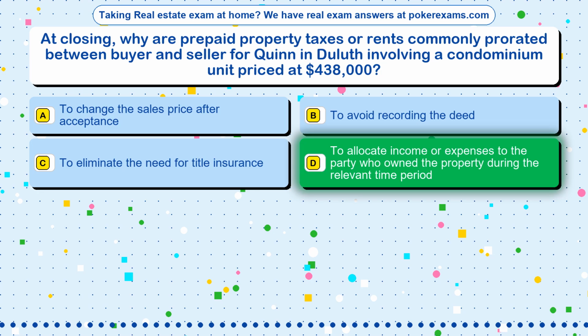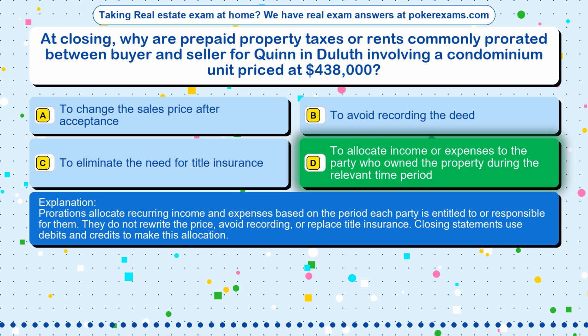The correct answer is option D. To allocate income or expenses to the party who owned the property during the relevant time period. Prorations allocate recurring income and expenses based on the period each party is entitled to or responsible for them. They do not rewrite the price, avoid recording, or replace title insurance. Closing statements use debits and credits to make this allocation.